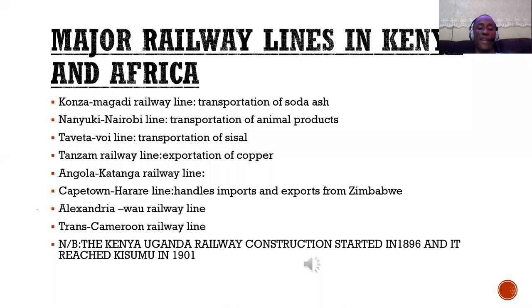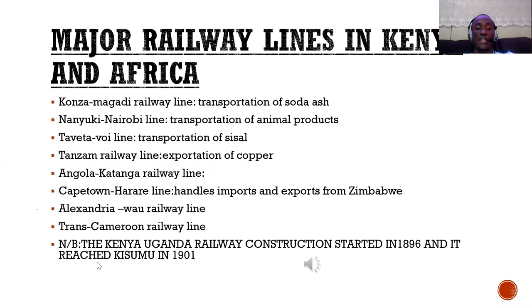Overhead, we have another rail line known as the Alexandria Wau rail line. We have the Trans-Cameroon railway line. There's an NB there.